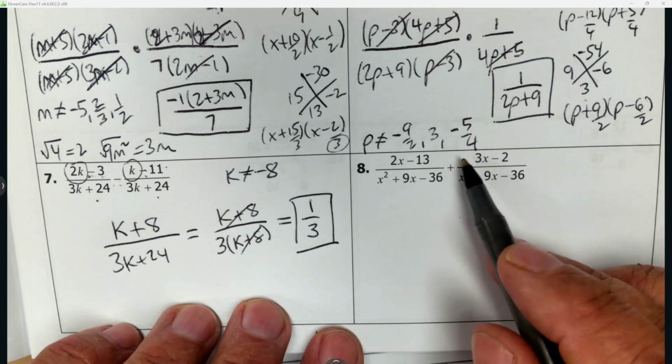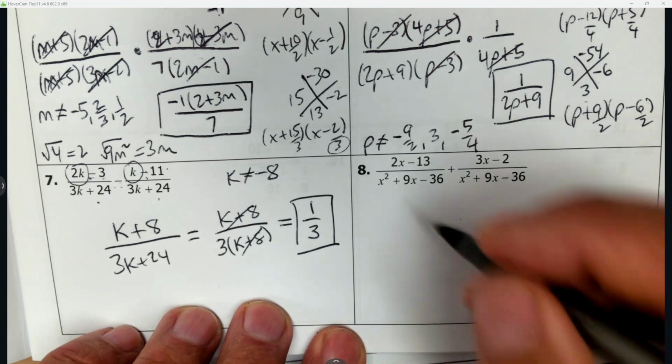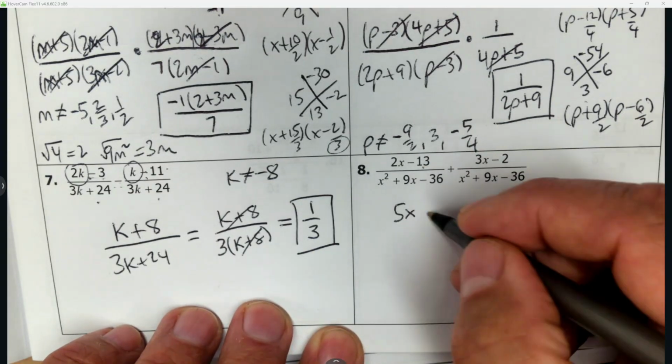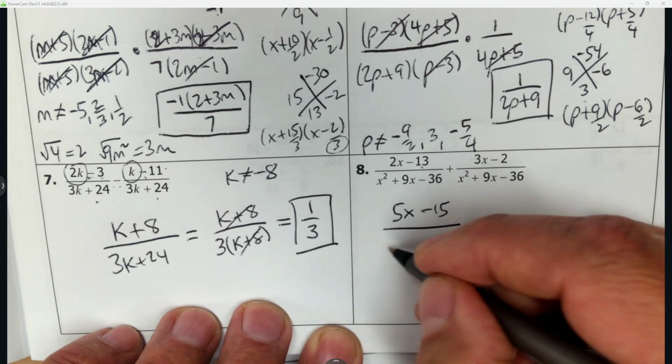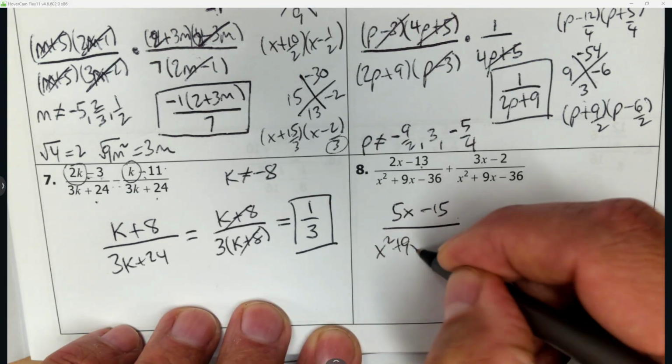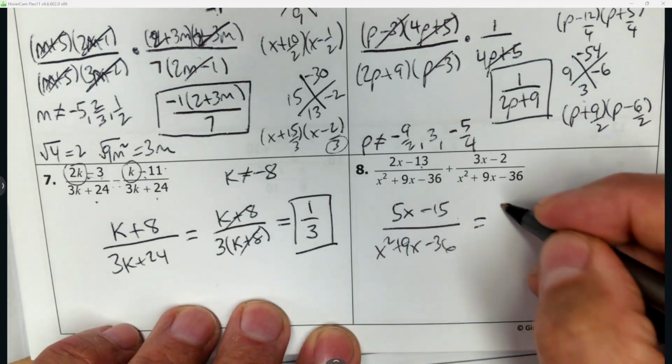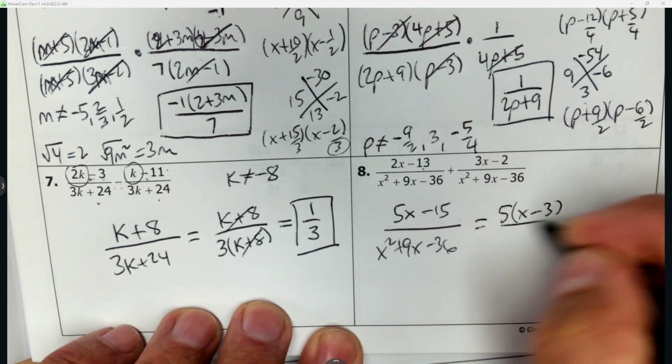We're going to add. So 2x plus 3x is 5x. Negative 13 and negative 2 is negative 15. The denominator will stay the same, but then we're going to factor. So there we are, now factor. So we're going to factor out a 5. We're going to do a diamond.